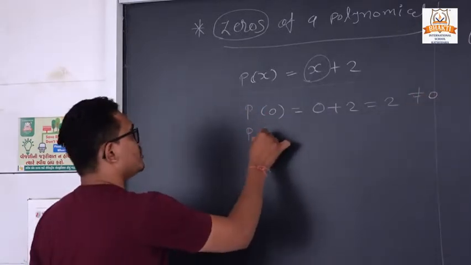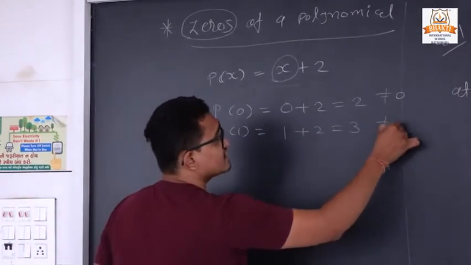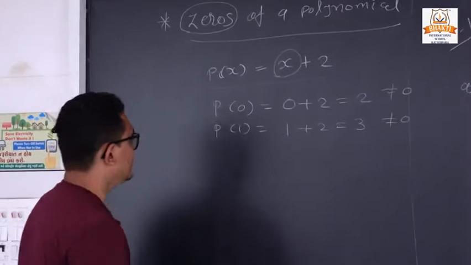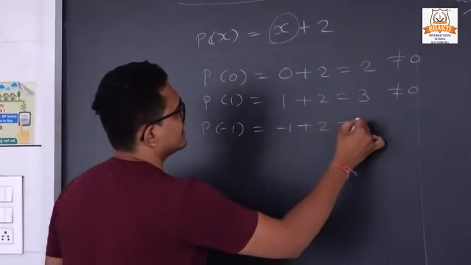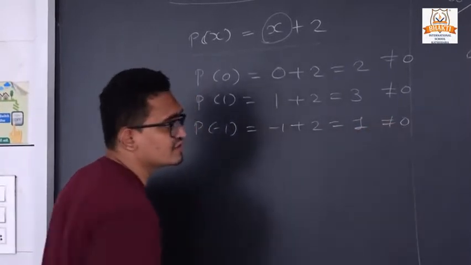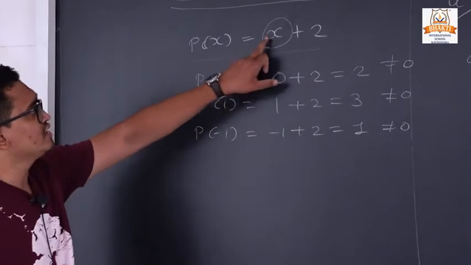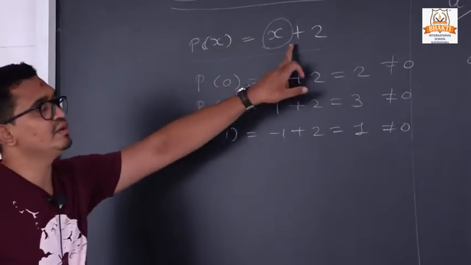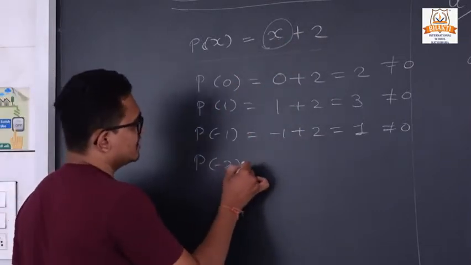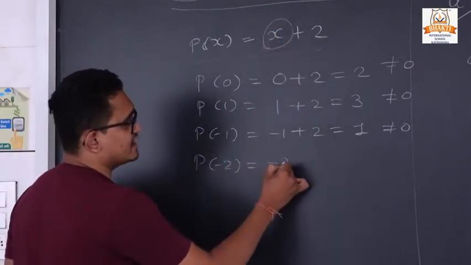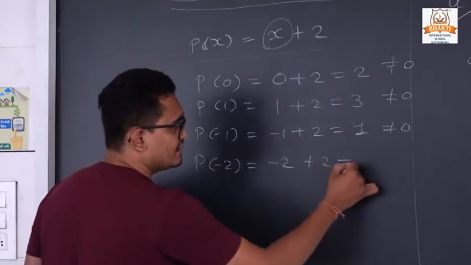Then we will put 1. If we put 1, the answer is 3, but it is not 0. Then we can put minus 1. So minus 1 plus 2, the answer is plus 1, it is not equal to 0. So which value should we put so that the polynomial value becomes 0? Here it is 2, so we will put minus 2. So x is replaced with minus 2, then plus 2 remains the same. So 2 minus 2, it will be 0.